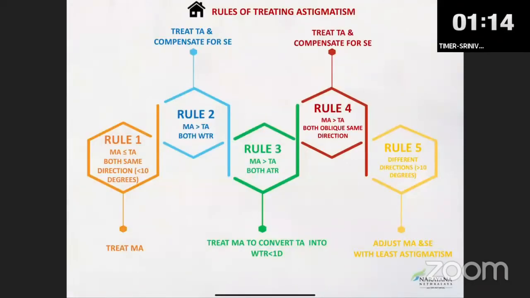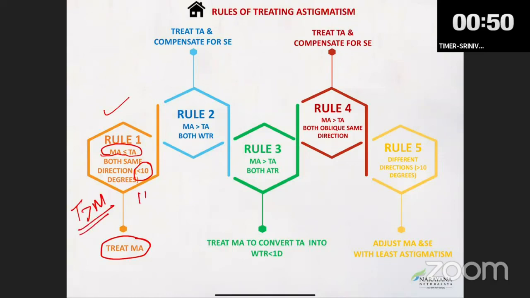To summarize, understanding cylinder is very, very important. Rule 1: when the manifest is less than the topo-guided topographer astigmatism, both in the same axis, less than 10 degrees, always treat the manifest astigmatism. Remember this, manifest less than topography. That means topography more than the manifest. Always treat less than 10 degrees.